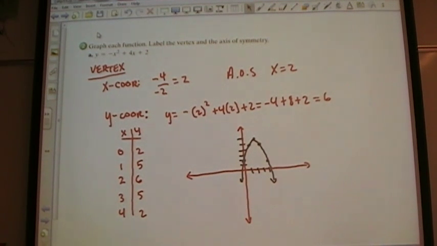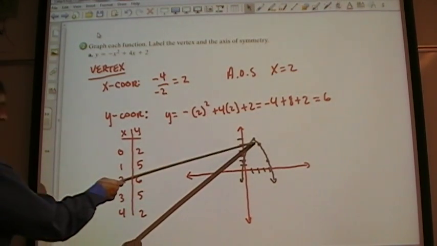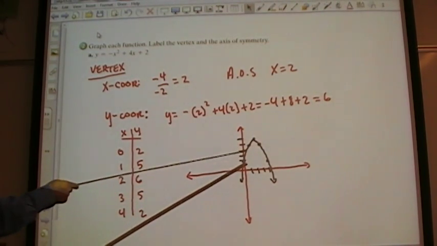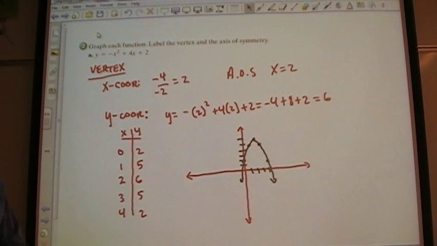Alright, so does that make sense? If it opens down, we're looking for a maximum. If it opens up, we're looking for a minimum. And all you're looking for is the y value. So in this case, you would be looking for a maximum point. Your maximum value would be positive 6. You look for the y coordinate of the vertex.